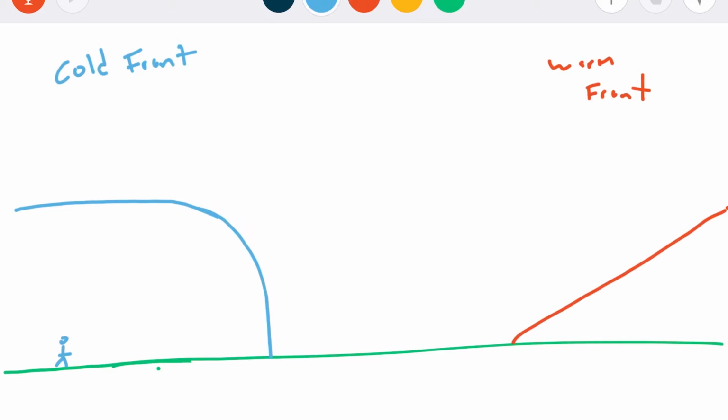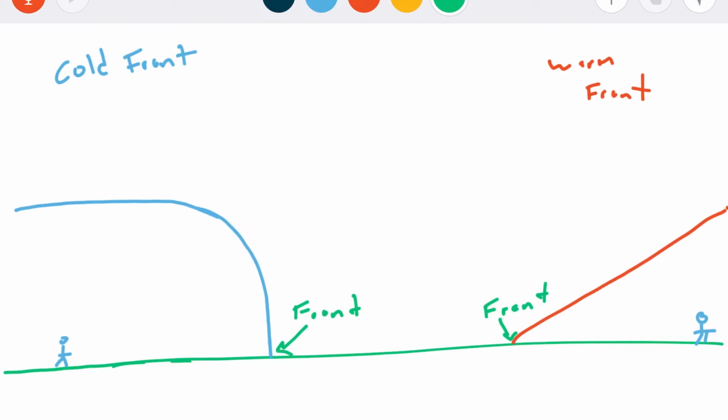And I drew the ground in green, and I'll draw two people to show that's ground level and this is a cross section. So when you have a cold front and warm front, it means that you must have both types of air. The fronts technically start at the bottom or at ground level. So this is the beginning of the warm front. This is the beginning of the cold front.